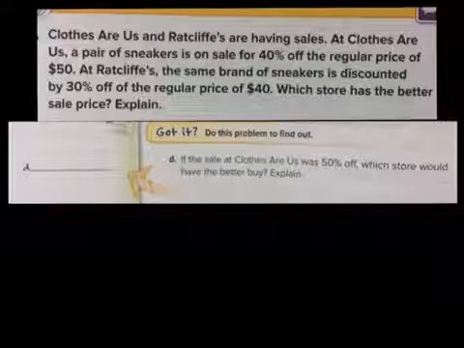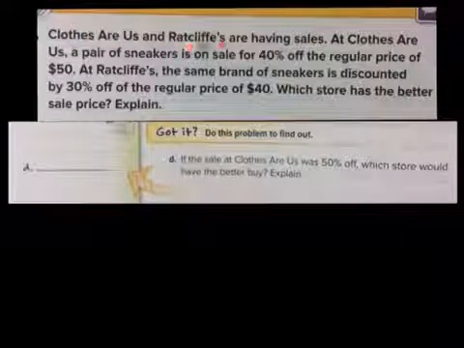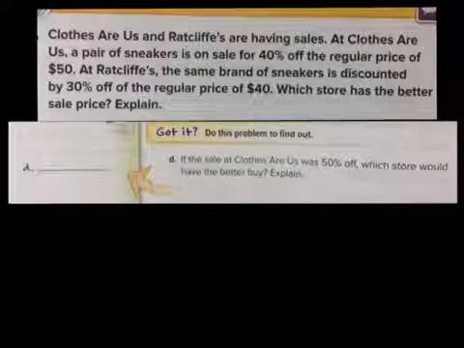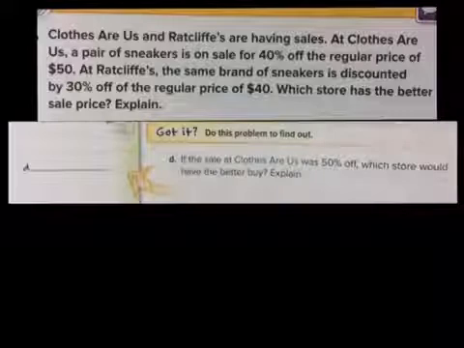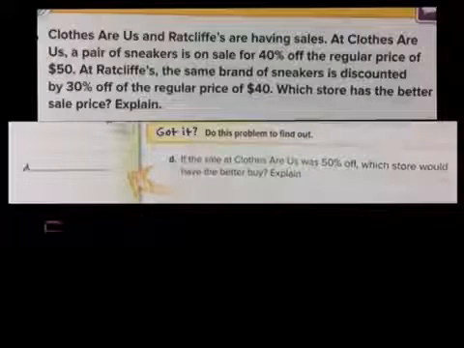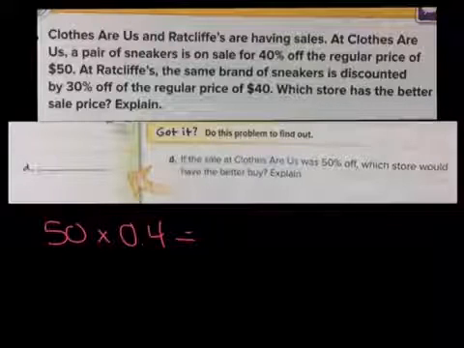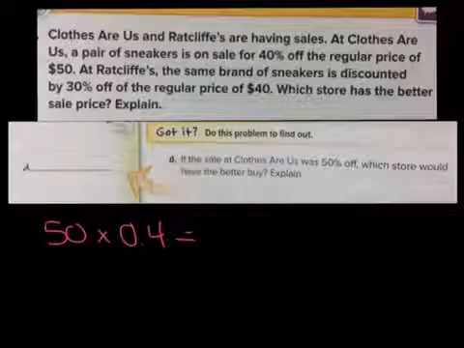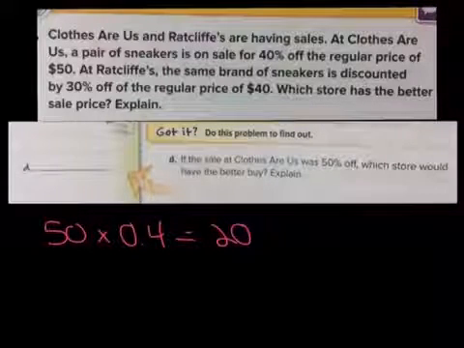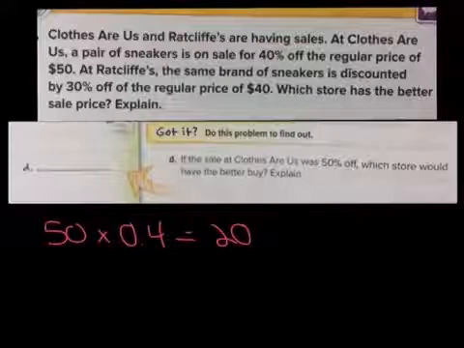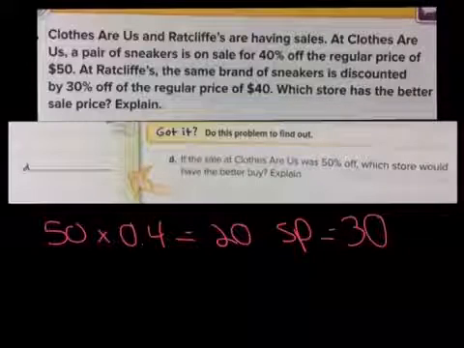Okay, and finally we have our last question on page 162. Clothes R Us and Ratcliffe's are having sales. At Clothes R Us, a pair of sneakers is on sale for 40% off the regular price of $50. So we have $50 times 0.4, right? That's going to give us our discount. Well, that's 2/5, right? So that's $20 off. So that means our new sales price is $30. Okay, we got that figured out.